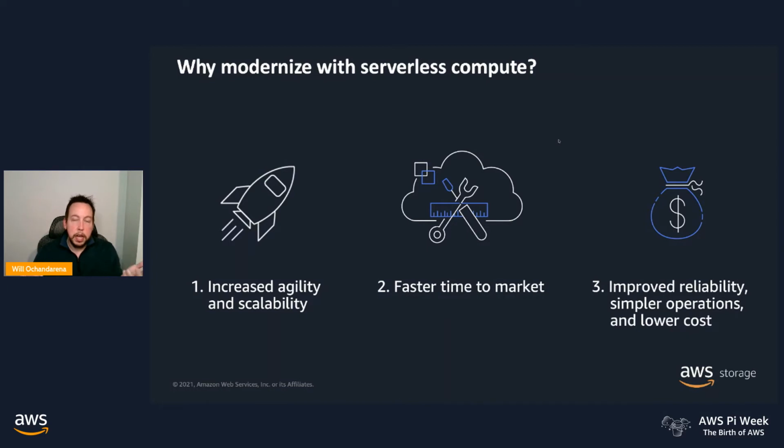First is they get a lot more agile because now you have a compute infrastructure that can scale up and down with the load of your applications. Next is you can get faster time to market because it's easier and faster to push out new code changes with things like continuous integration and continuous delivery. And last, because you're handing over more of the operations of your application to AWS, your applications get more reliable, your operations get simpler, and ultimately you save some cost as a result.